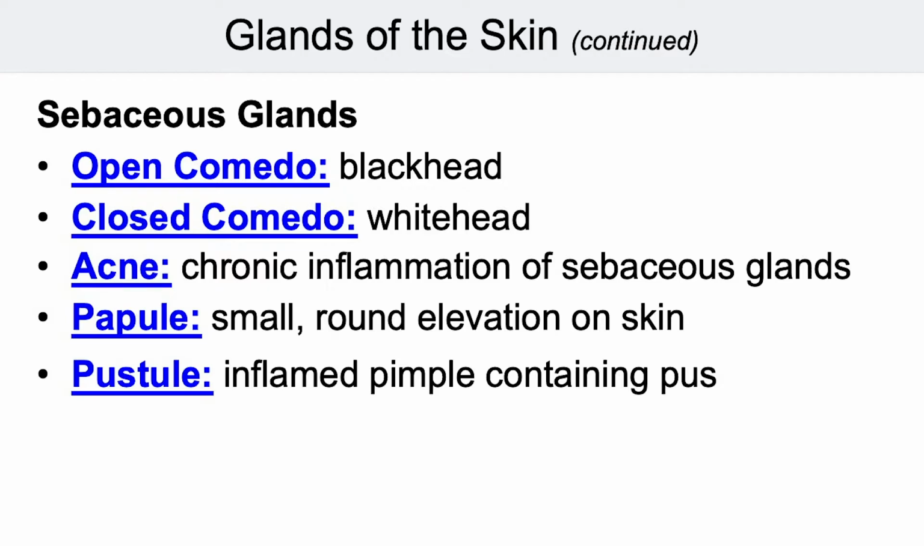Then you have a closed comedo, also known as a whitehead. It is also filled with dead cells and sebum, but has a very small surface follicle opening, and it appears as a small white bump just underneath the skin surface. This type of lesion can lead to acne, a papule, or a pustule.